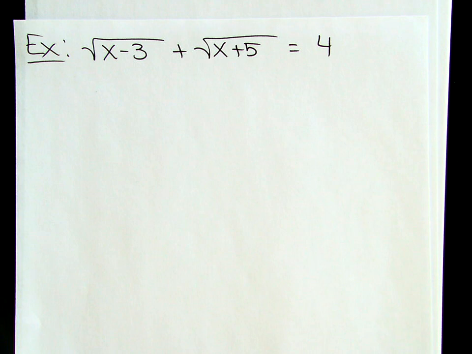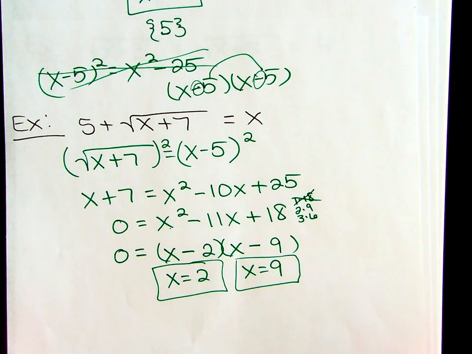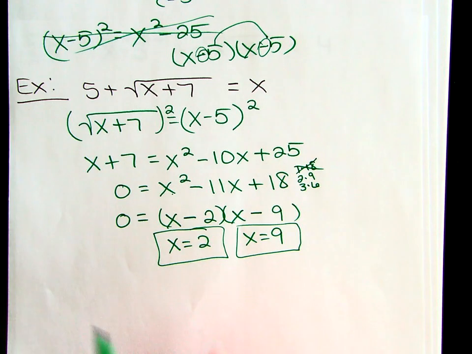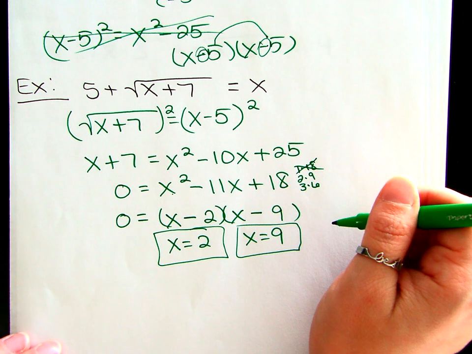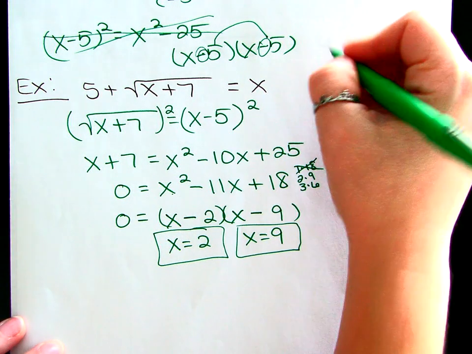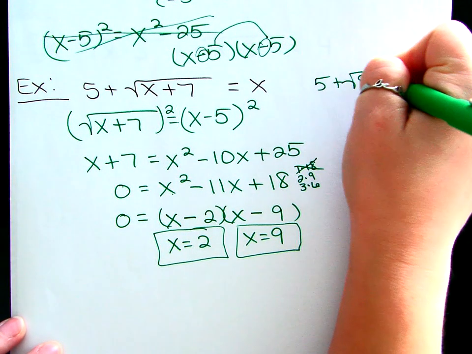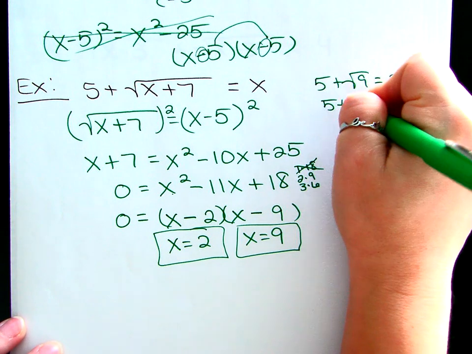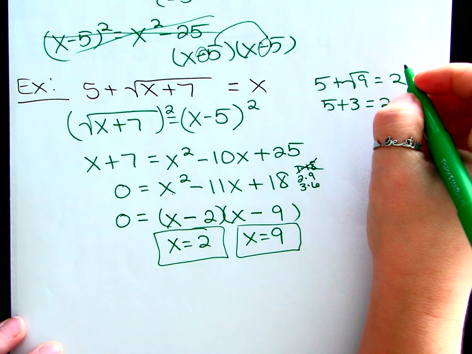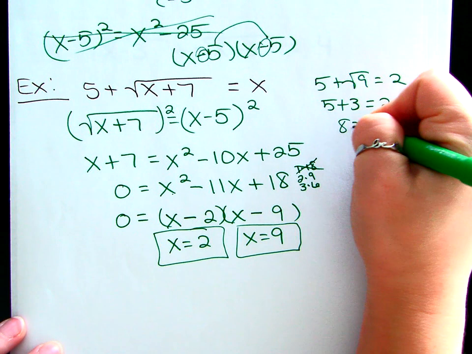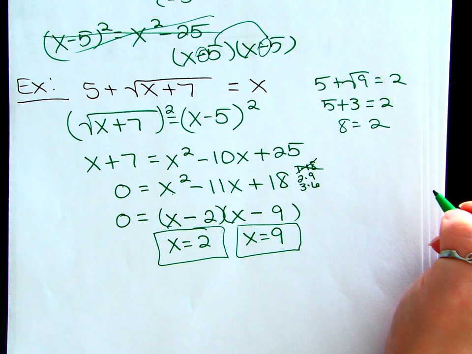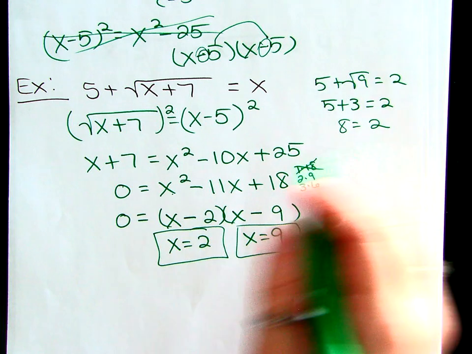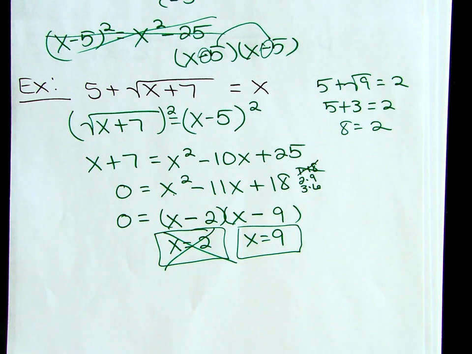Oh, hold on, go back. I was looking at that, and I'm like, wait a second, there's something wrong there. So when you check, I was looking at my notes, and I'm like, that's wrong. When you check, if I plug in 2, I get 5 plus the square root of 9 equals 2. 5 plus 3 equals 2, which is 8 equals 2. Is that true? No. So sometimes you're going to have answers that even if it doesn't give you a negative, it gives you a false statement when you check it. Okay? So you have to check it.